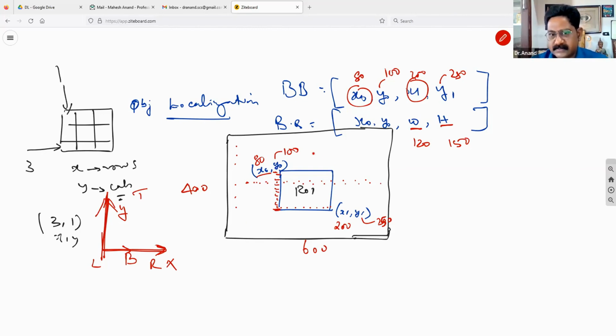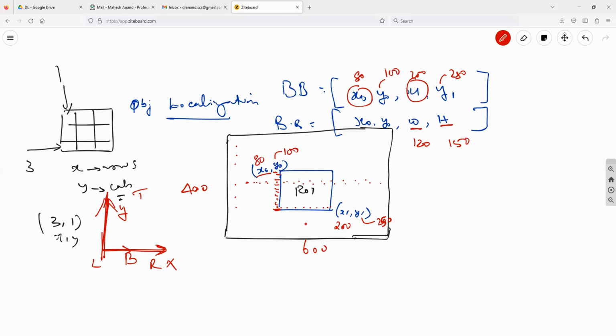Any question on this? Sir, I have a doubt on how come y1 will be 250 when it traverses from top to bottom.